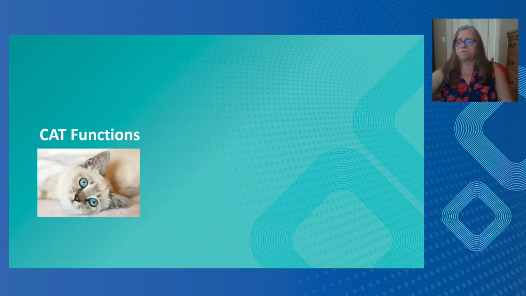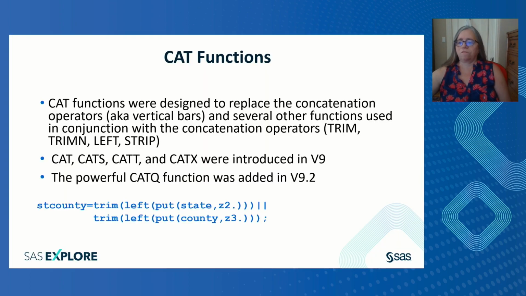First up in the favorites list is my favorite functions, the CAT functions. Version 9 introduced four new functions, CAT, CATS, CATT, and CATX, and three new call routines, call CATS, call CATT, and call CATX, that replace the clunky vertical bar syntax that we see at the bottom of the screen here, and add some enhanced capability to character string concatenation.